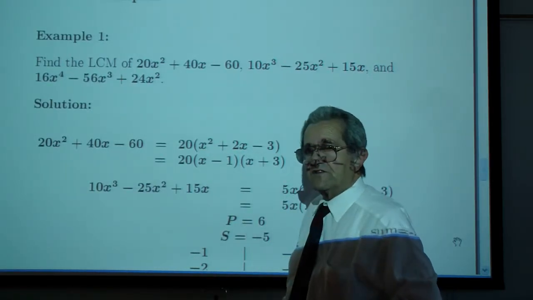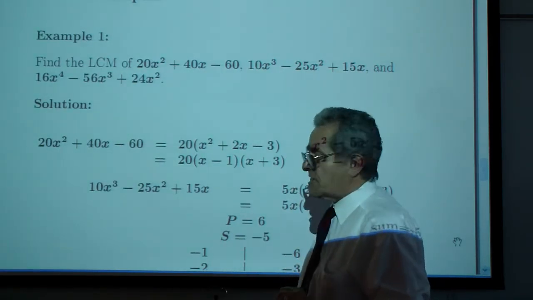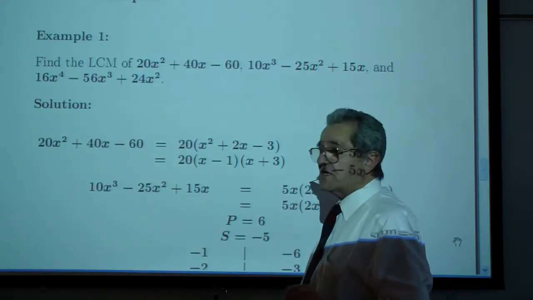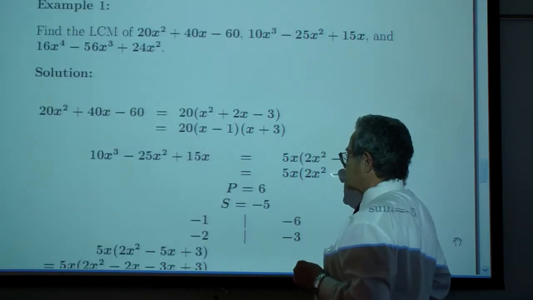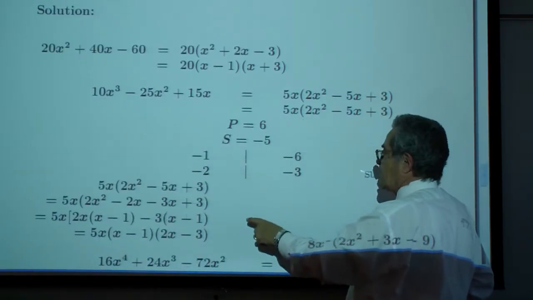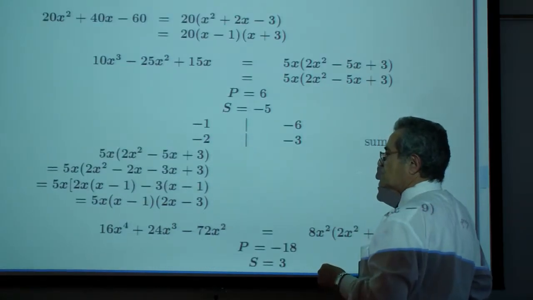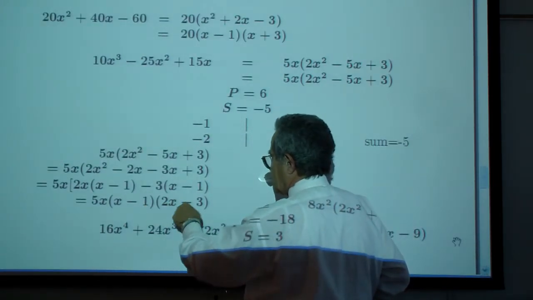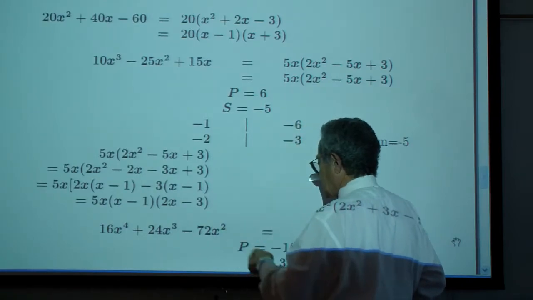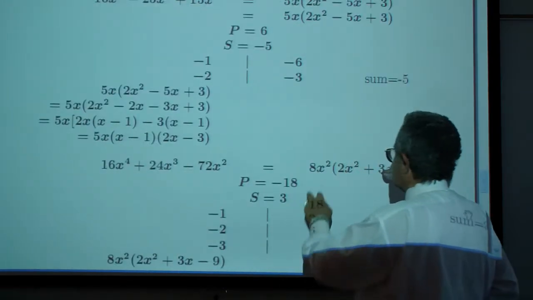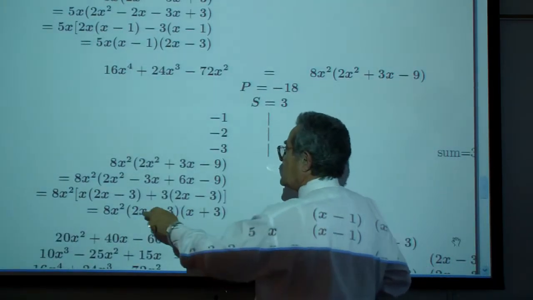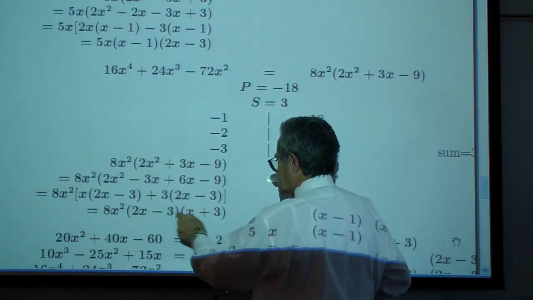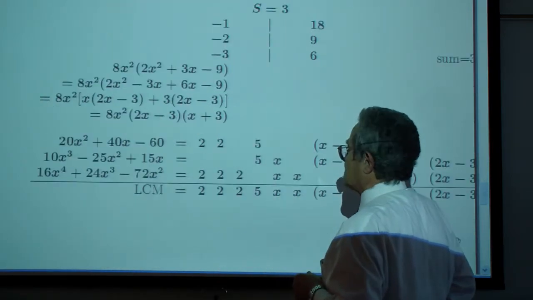Always factor out the greatest common factor. You've heard that many times before, but are you doing it? And then the magic numbers are -1 and 3. The magic numbers are -2, -3, so 5x times x minus 1 times x minus 3. And the last one, greatest common factor, 8x squared. Product sum, which leads you to 8x squared times 2x minus 3 times x plus 3.